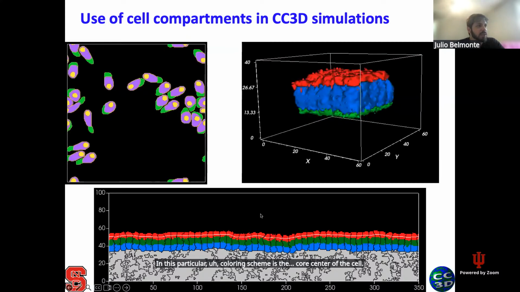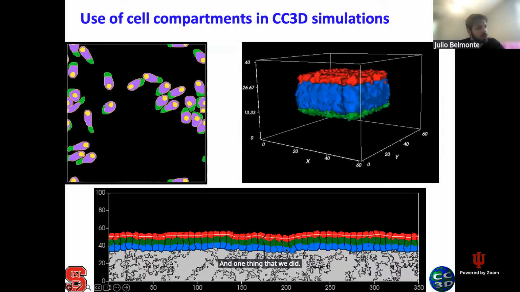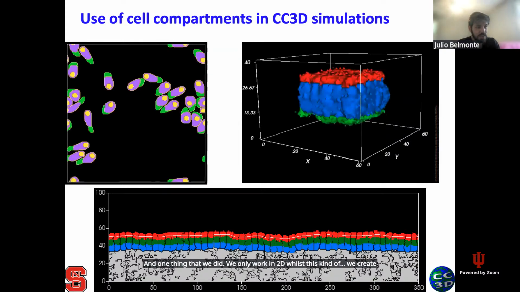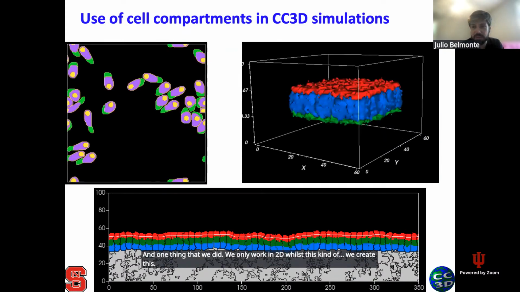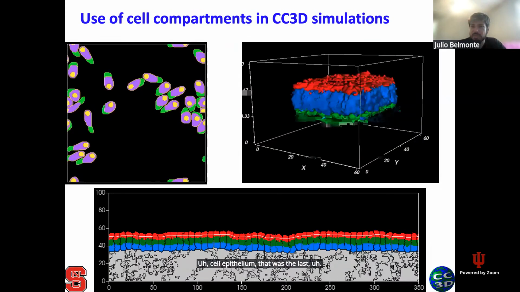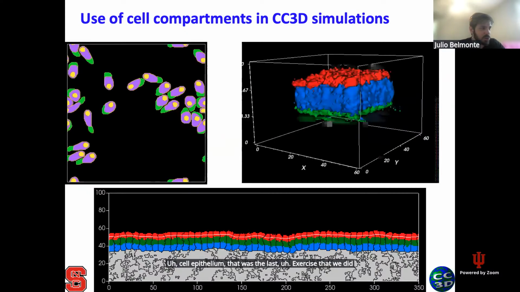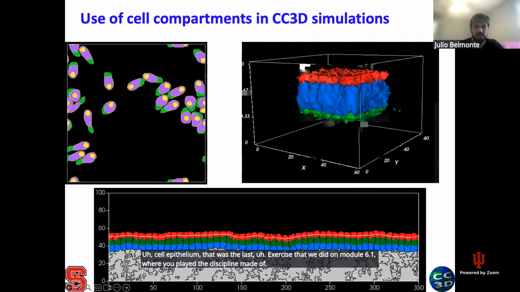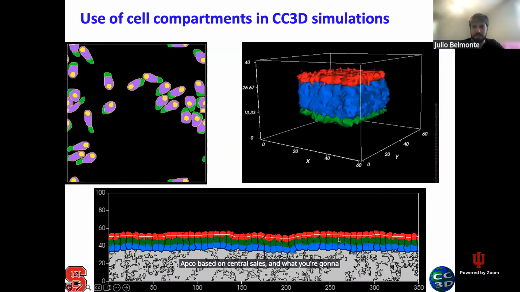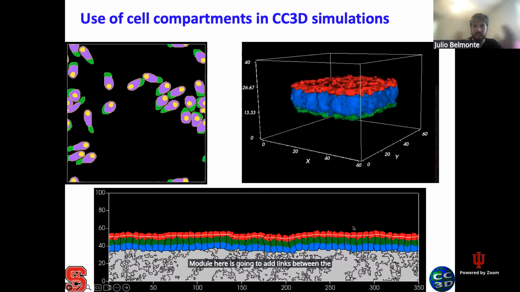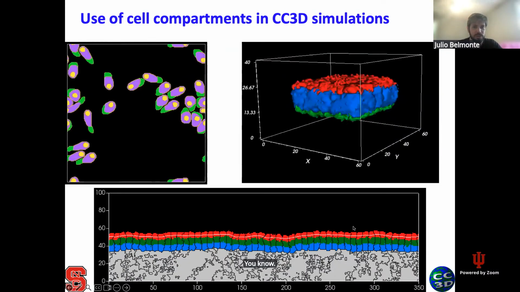One thing that we did, we only worked in 2D, was to create this cell epithelium. That was the last exercise that we did on module 6.1, where you create this epithelium made of apical, basal, and central cells. And what you're going to do later, after my module here, is add links between the apical side of the cells and induce tissue folding.